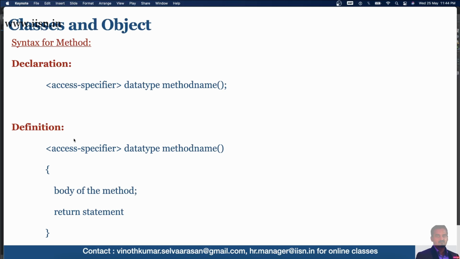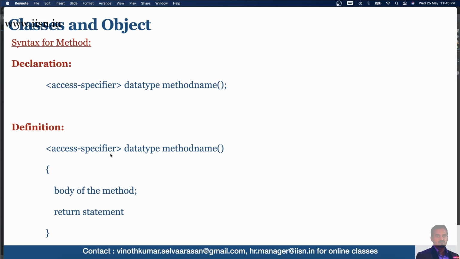Then what is the definition part? We are going to give a body to this particular method. What type of task this method has to perform, we write inside the method body. Inside the opening curly bracket and closing curly bracket, we write all the statements. So what is the syntax for the method definition?